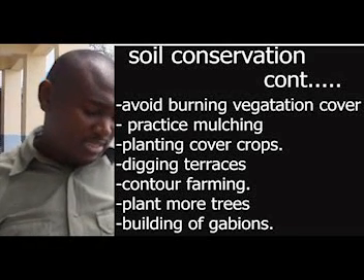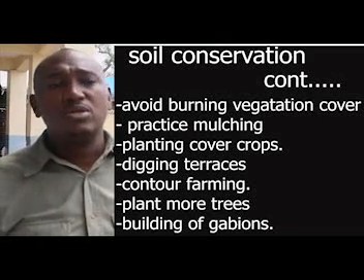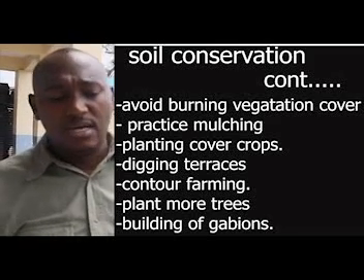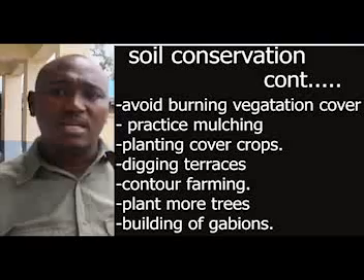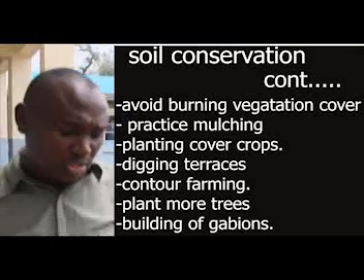The last one, learners, is building of gabions. Gabions, we call them porous dams. They prevent gully erosion. These are methods that are used in soil conservation.